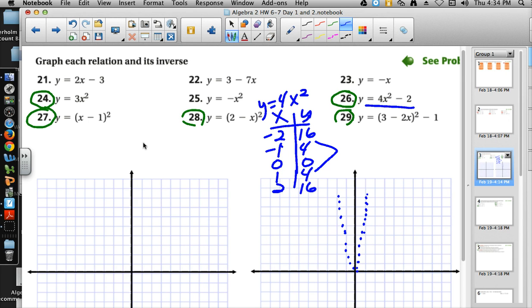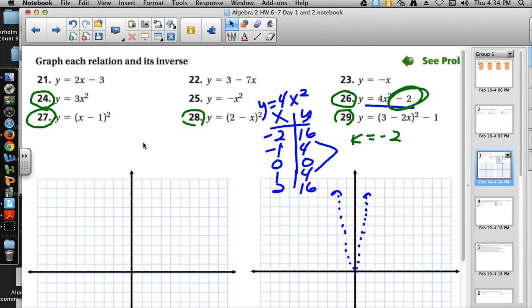This is just the shape of my graph because that was the parent function. I have not yet moved that 2 down because remember that is our k value. So our k of -2 means that I need to take this graph and move it 2 units down. So I just take those 3 points that I just finished graphing and I move those points 2 down. It's as easy as that.